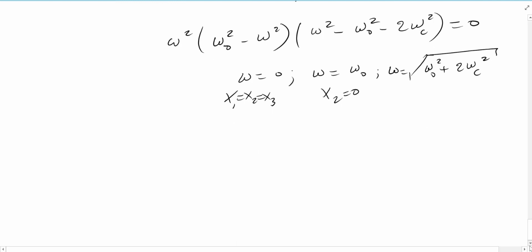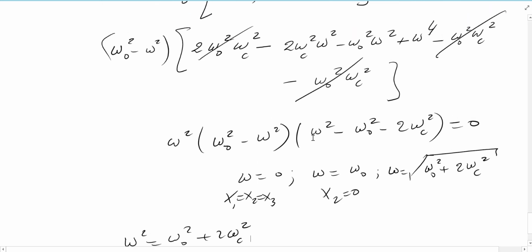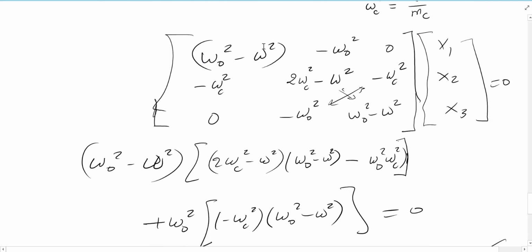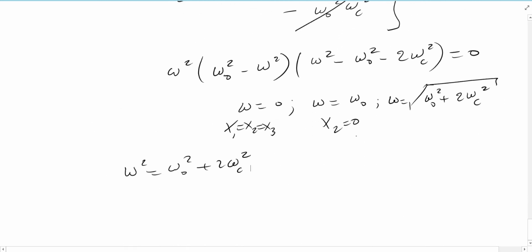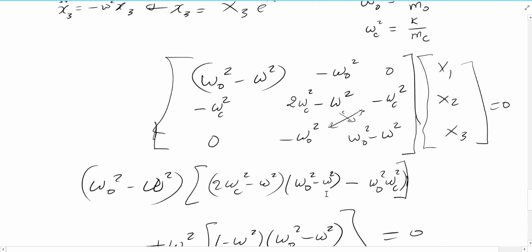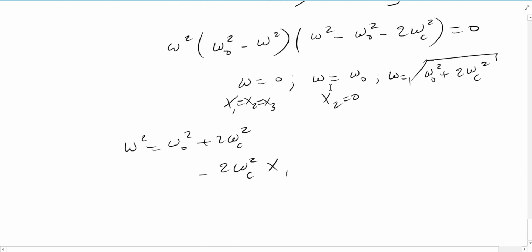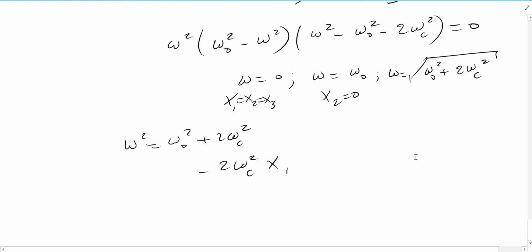times x1. So I'm looking for the last mode, okay? So we have omega squared is equal to omega naught squared plus 2 omega c squared. So if I sub into the first equation, I have omega naught squared minus this number. So I have minus 2 omega c squared times x1 minus omega naught squared times x2 is equal to 0.